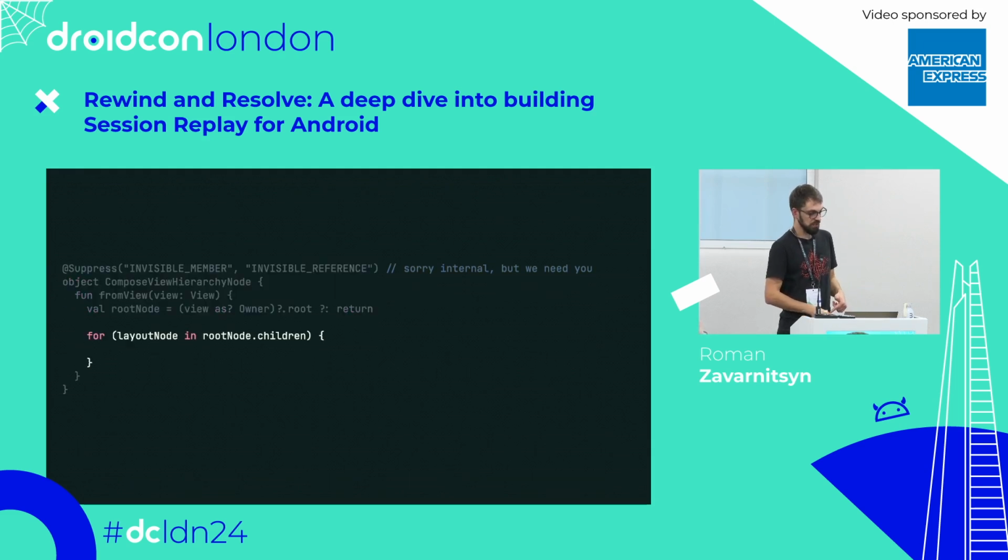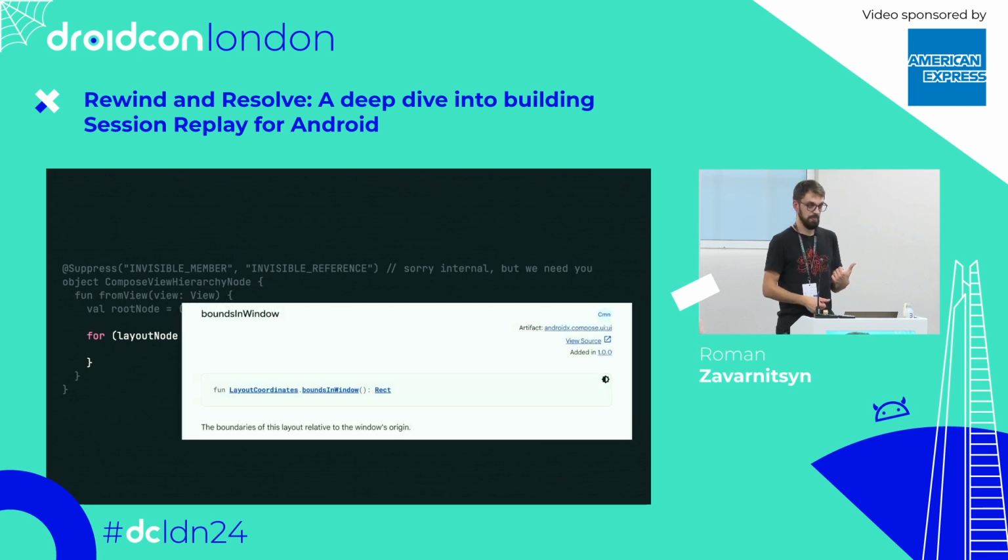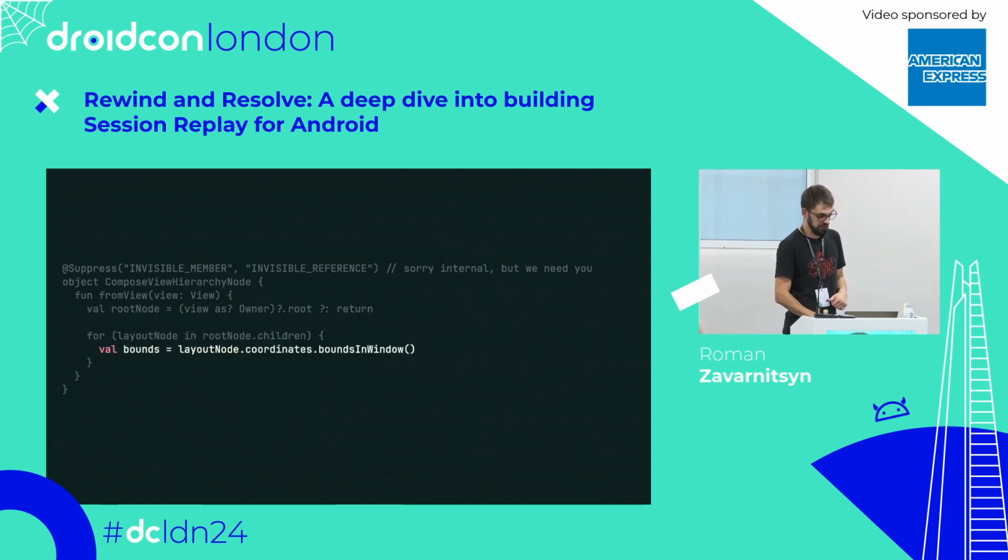Yes, so now we can go further. The root node here exposes this children property, which we can just iterate over. And what we want to do next is actually retrieve the view bounds, right? The node bounds. Luckily for us, there is a bounds in window method, which is public, so we can actually just use it on the layout node, like this.